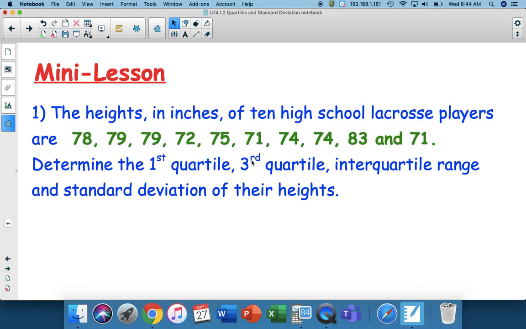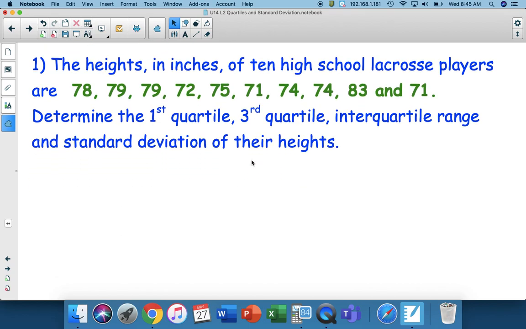All right, here's our first example. The heights in inches of 10 high school lacrosse players are 78, 79, 79, 72, 75, 71, 74, 74, 83, and 71. Determine the first quartile, the third quartile, the interquartile range, and the standard deviation. So right now we're going to find the first quartile, the third quartile, and the interquartile range, okay? And then the standard deviation we're going to find in the calculator afterwards, all right? So first thing we always have to do is get these in order, okay?